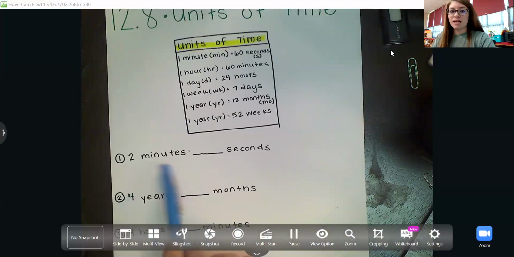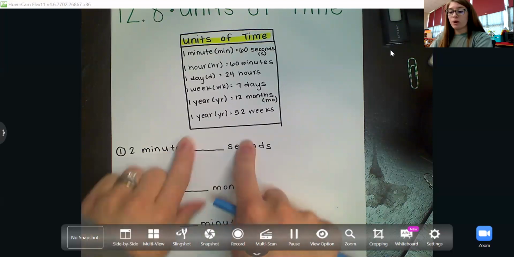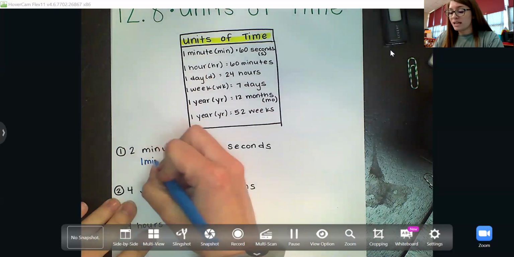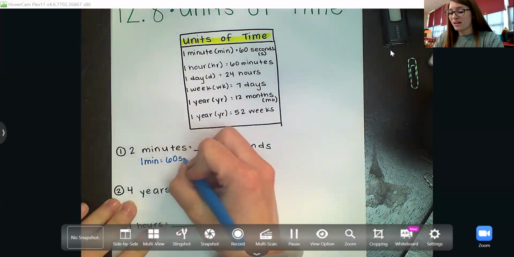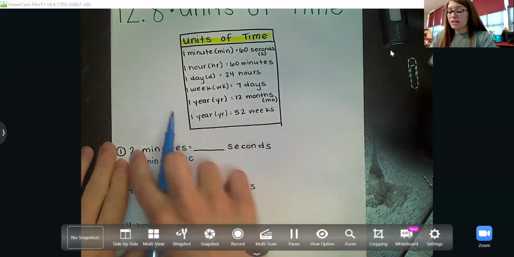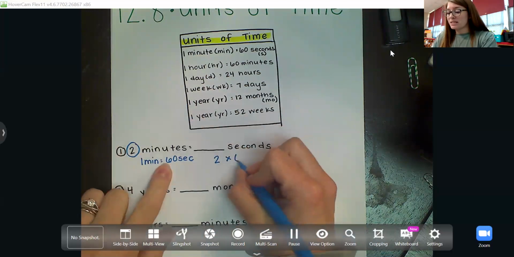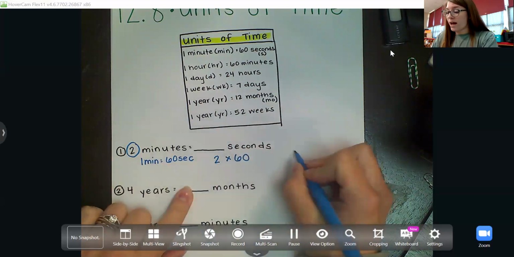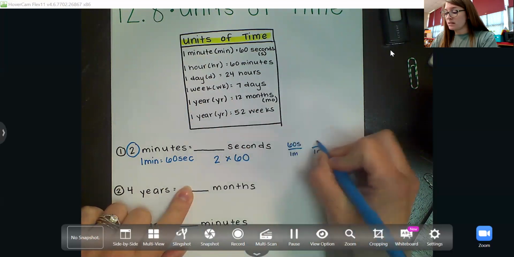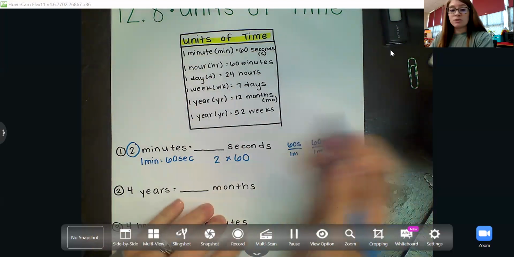So number 1 says 2 minutes equals how many seconds? So we know that we're changing minutes to seconds. I'm going to go up here and I see that 1 minute is equal to 60 seconds. Okay. So if 1 minute is equal to 60 seconds, I know that I can take the 2 minutes that they gave us and multiply it by that 60 seconds each. Because remember, if we have 1 minute, 2 minutes, and they each have 60 seconds, that's what we're looking at here. So I could do 60 plus 60, or I could do 60 times 2.